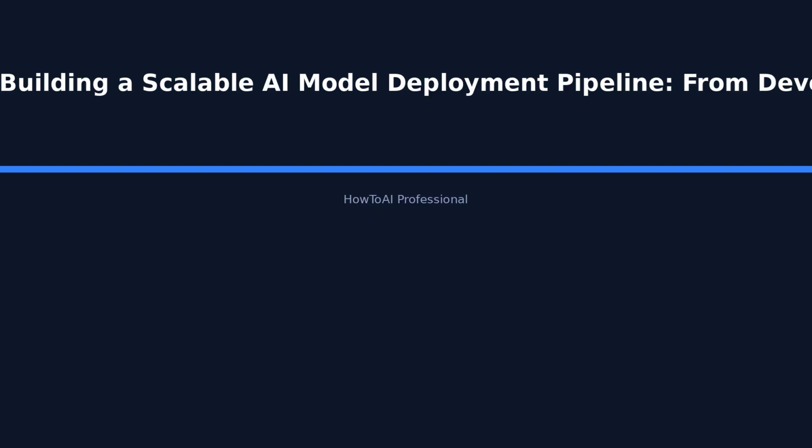Today, we're diving into a crucial topic for anyone interested in artificial intelligence and machine learning: building a scalable AI model deployment pipeline, from development to production in 5 steps. In recent years, the demand for AI solutions has skyrocketed, and organizations are realizing that a seamless deployment pipeline is essential for leveraging the power of AI effectively.